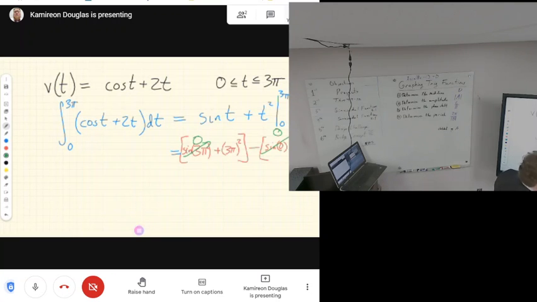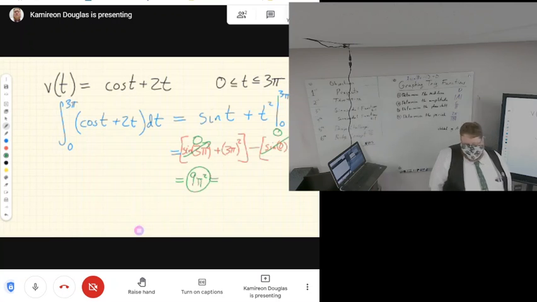And then 3 pi squared. 9 pi squared. Which is, what, 82.7? Somewhere in there. For now, let's just leave it right there. That's a good number.